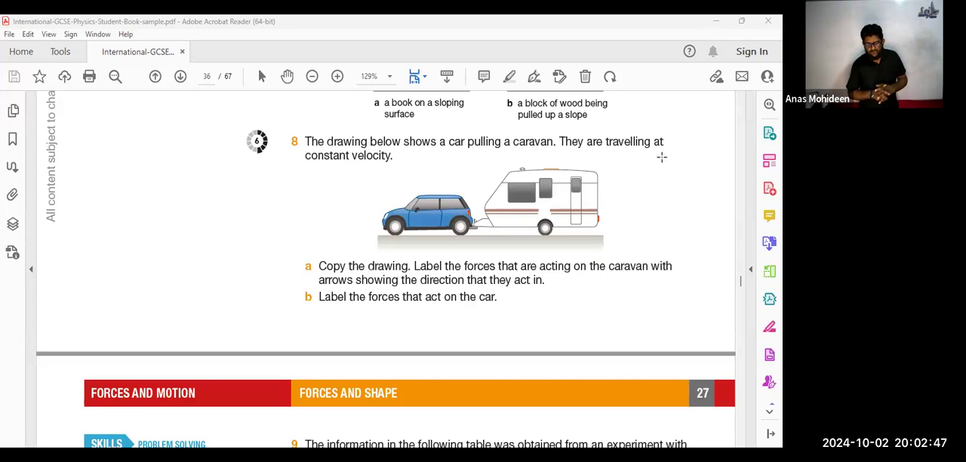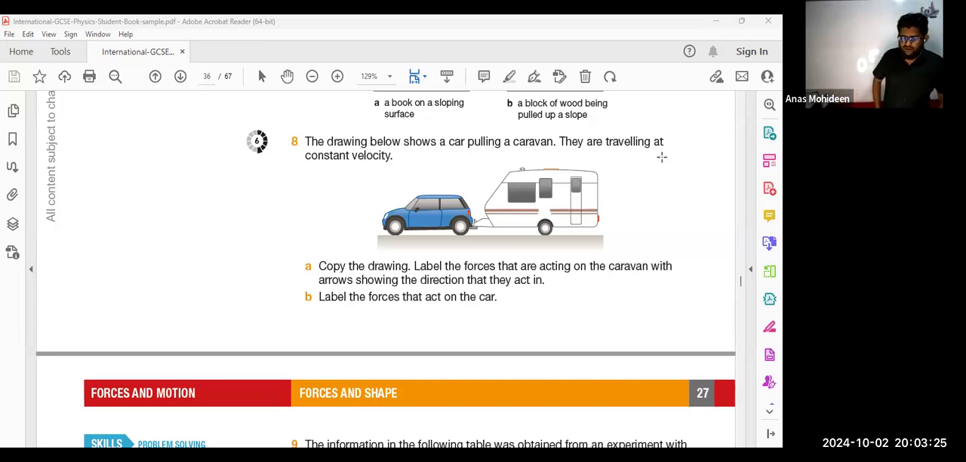The drawing below shows a car pulling a caravan. They are traveling at constant velocity, right? So just imagine two objects are there. One object is pulling the other object. Copy the drawing. You don't want to draw the same part. You can just take it as a circle and a box or something else, just to show that two objects are there. Label the forces that are acting on the caravan with arrows, showing the direction that they act in. Right. So you have to apply the forces, showing how to show the forces acting on the object.